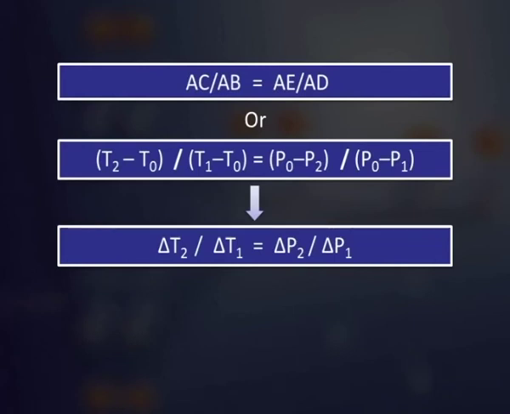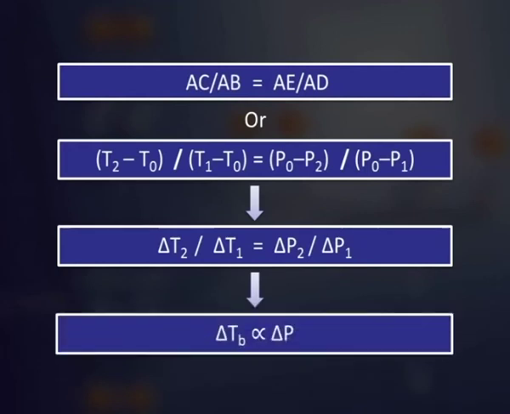P naught minus P2 is the decrease in vapor pressure for the second solution, and P naught minus P1 is the decrease in vapor pressure for the first solution. Hence, (P naught minus P2) upon (P naught minus P1) can be taken as delta P2 upon delta P1, meaning decrease in vapor pressure for the second solution upon decrease in vapor pressure for the first solution. From this equation, we can say that delta Tb is directly proportional to delta P, meaning elevation in boiling point is directly proportional to decrease in vapor pressure.